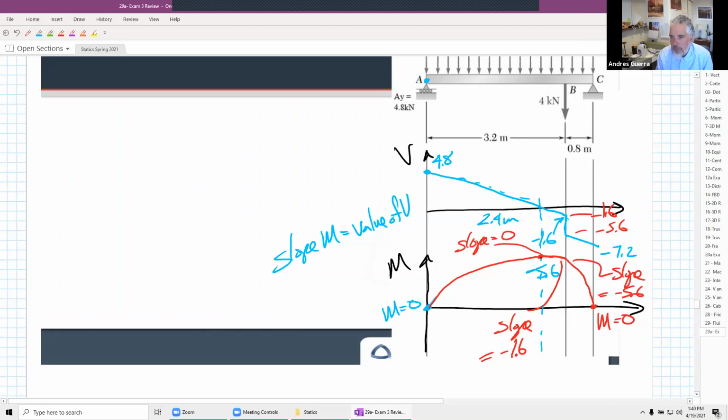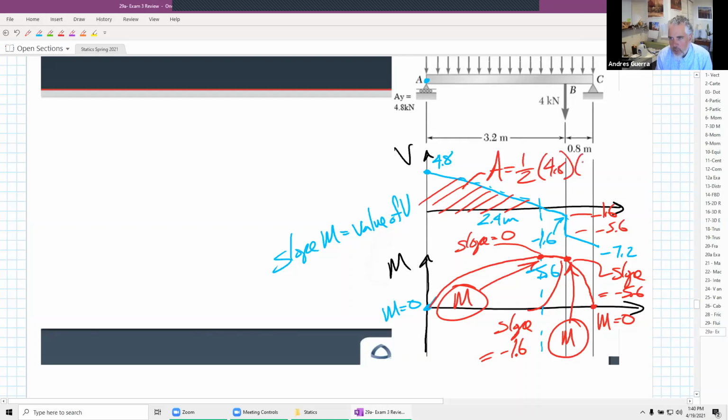Now, we will need to find not only the shape, but we need to find what is the moment right there. What is the moment at that spot right there? So we need to find those two things. Well, we can do that by finding these areas. If we can find this area, which is just 1/2 of 4.8 times 2.4, that'll give us the change in M from here to here. So we can find that, and that'll give us that M.